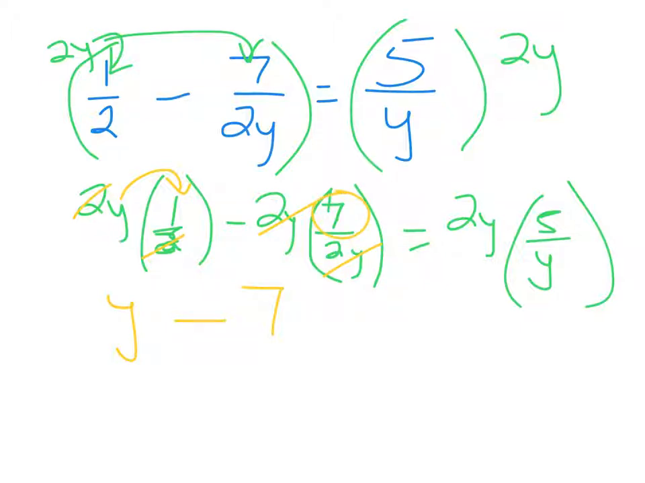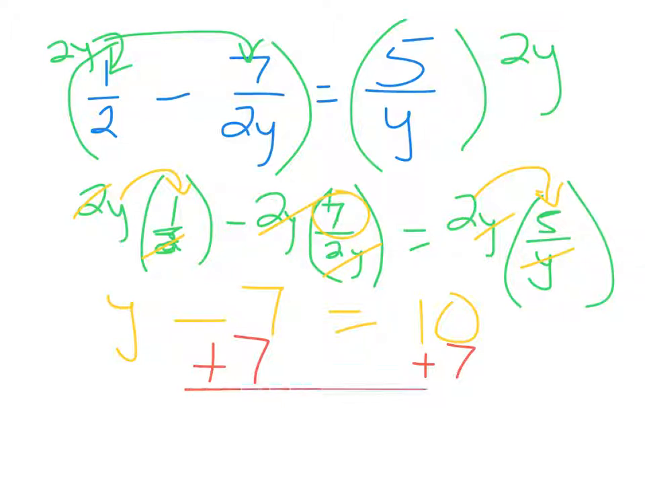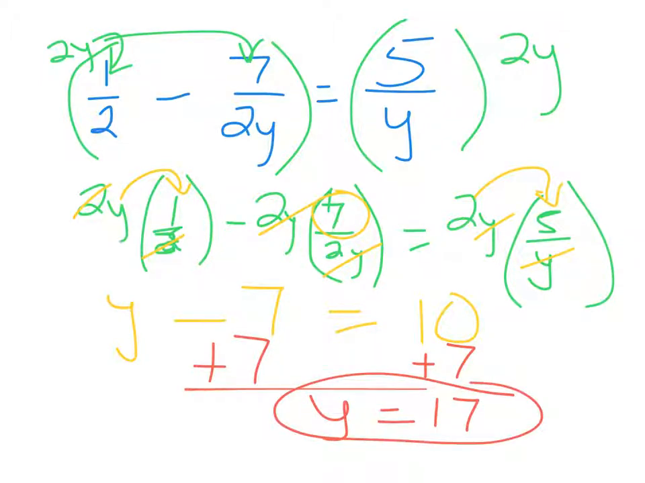The 7 remains. And that last one, 2y times 5 over y, since y is included in both the numerator and denominator, y gets canceled out, leaving me with 2 times 5, which is 10. So then I'm left with a normal looking linear equation that says y minus 7 is equal to 10. Well, we know how to solve that. I'm just going to add 7 to both sides to get y is equal to 17. And it's just as simple as that.